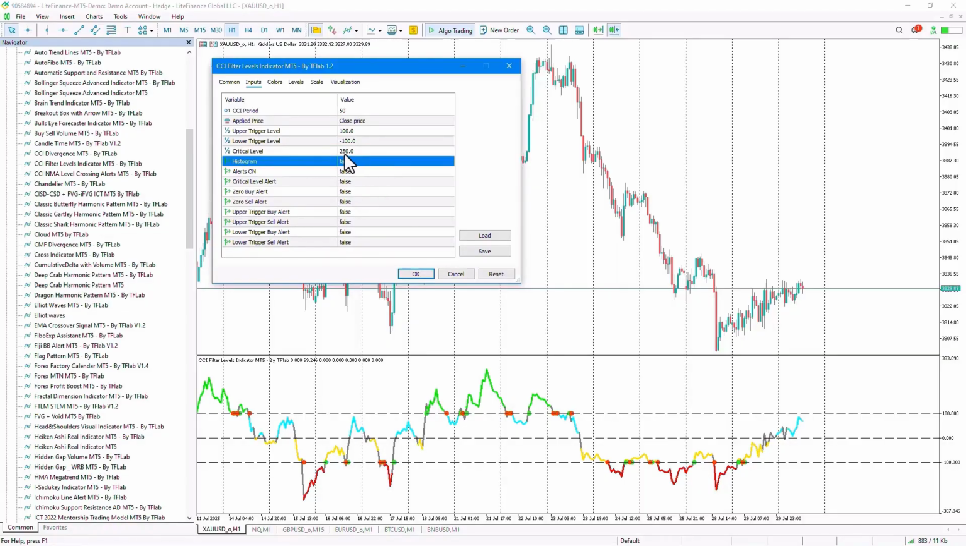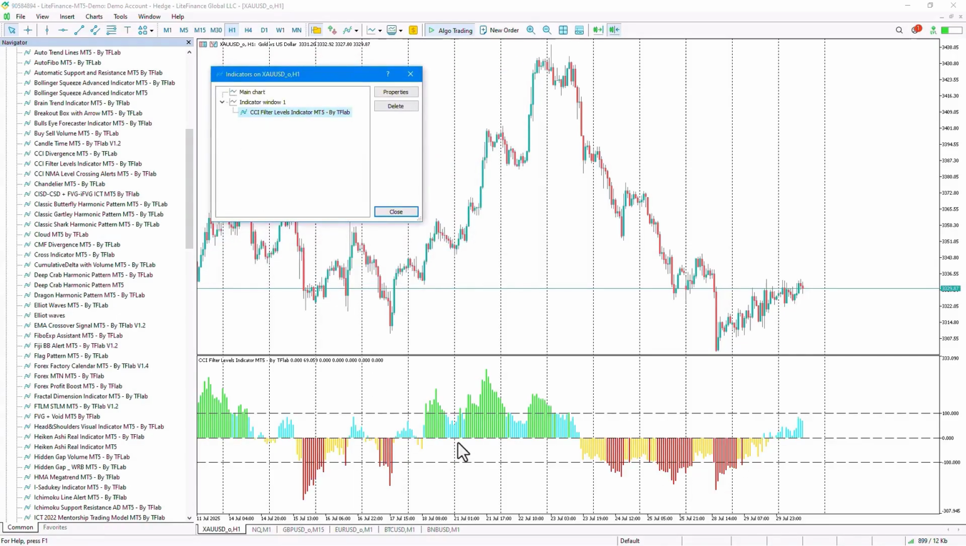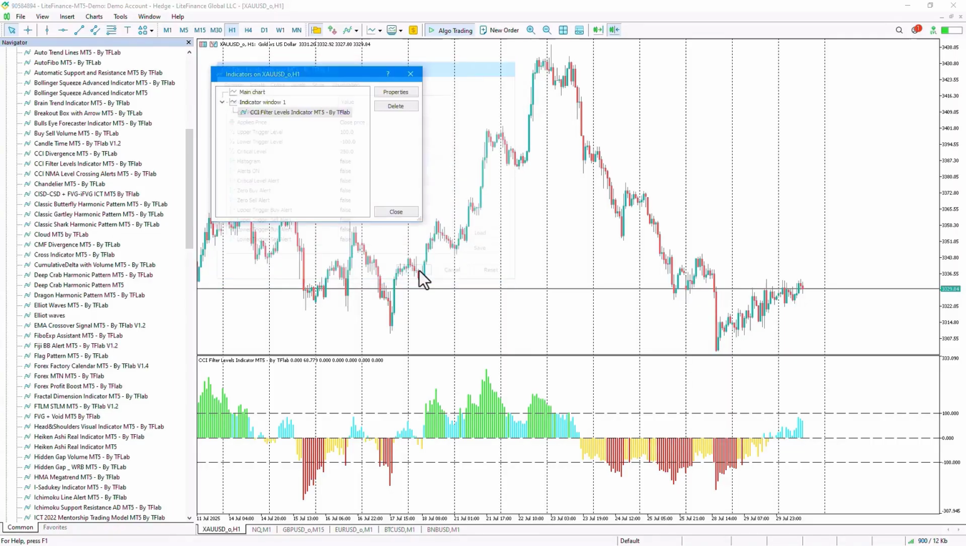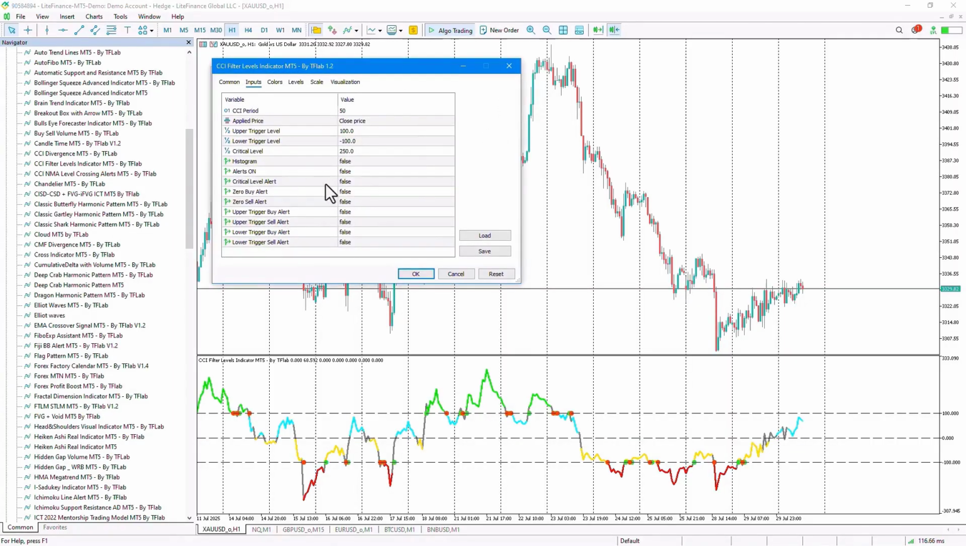In the next input, we can set whether the oscillator lines are displayed as a histogram. By enabling this option, the oscillator will be shown to us in the form of a histogram. In the next section, we can enable or disable the alert notification. If this option is set to false, the other options will not be functional. But if this option is set to true, in the next input, we can enable the alert notification when the oscillator reaches the critical level.